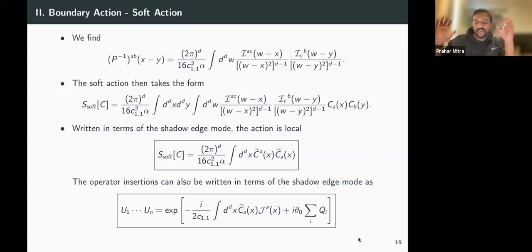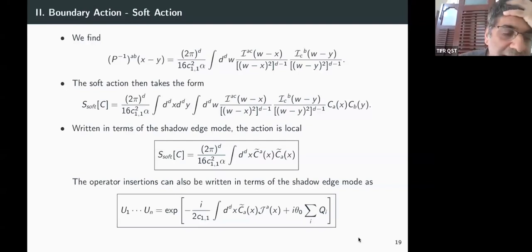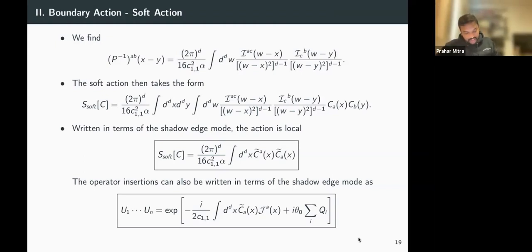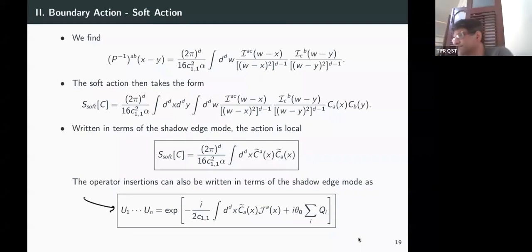As I've probably mentioned now multiple times, there is bulk locality and there's boundary locality. The original operators, the ones that were simple, the C operators, are obviously local operators with respect to the bulk, but the local operators with respect to the boundary are the shadow operators. Right, but the insertions, these U insertions. No, here I have the U insertions right here for you. They also end up taking a simple form written in terms of the shadow mode. Thank you. So it also simplifies in terms of the shadow.